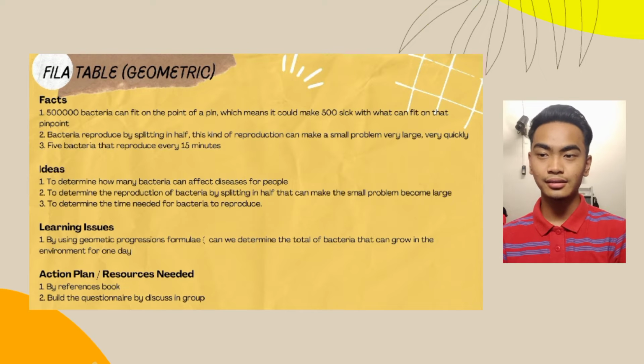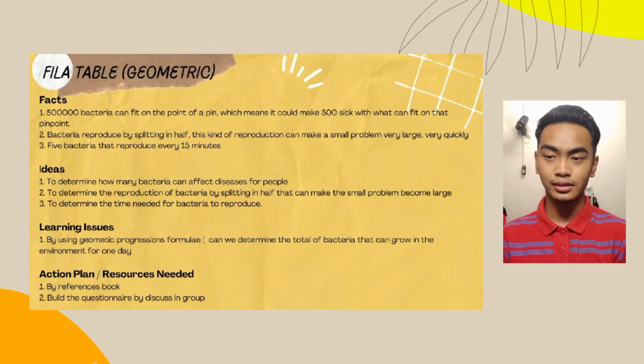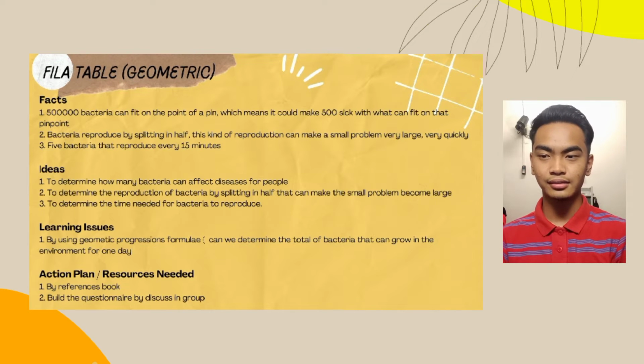Second, bacteria reproduce by splitting in half. This kind of reproduction can make a small problem very large very quickly. For the third, bacteria reproduce every 15 minutes.